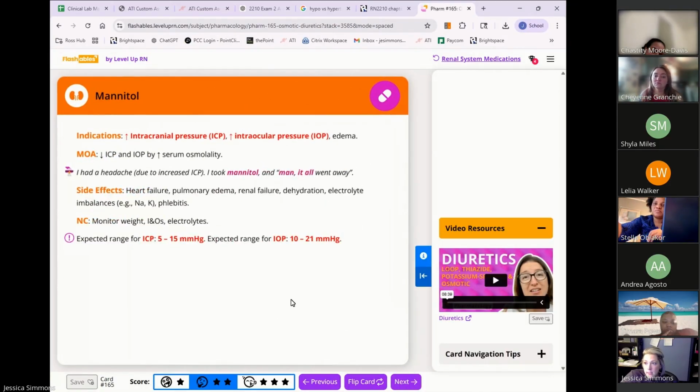Osmotic diuretics, this is your mannitol. Okay. The side effects, heart failure, pulmonary edema, which is why it is contraindicated if you have heart failure or pulmonary edema. Okay.